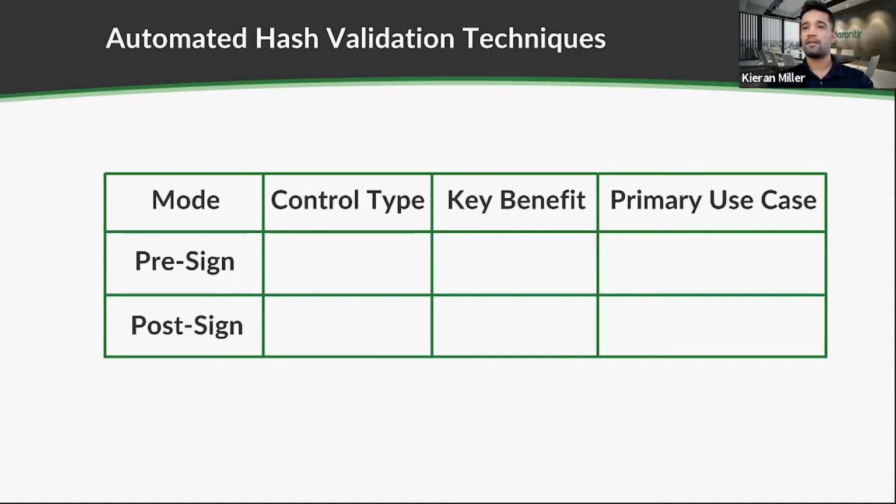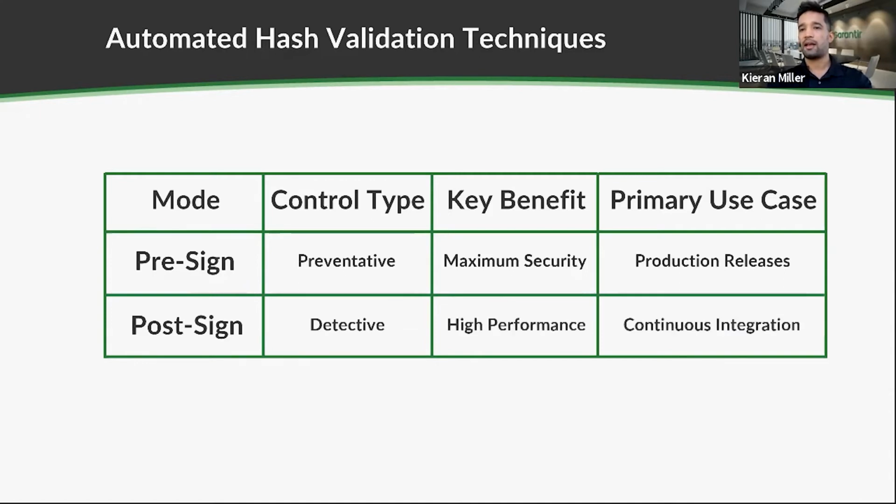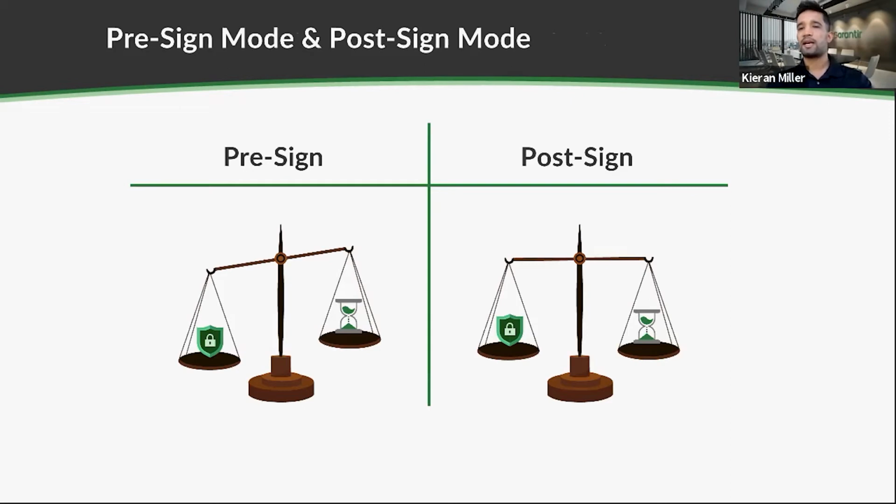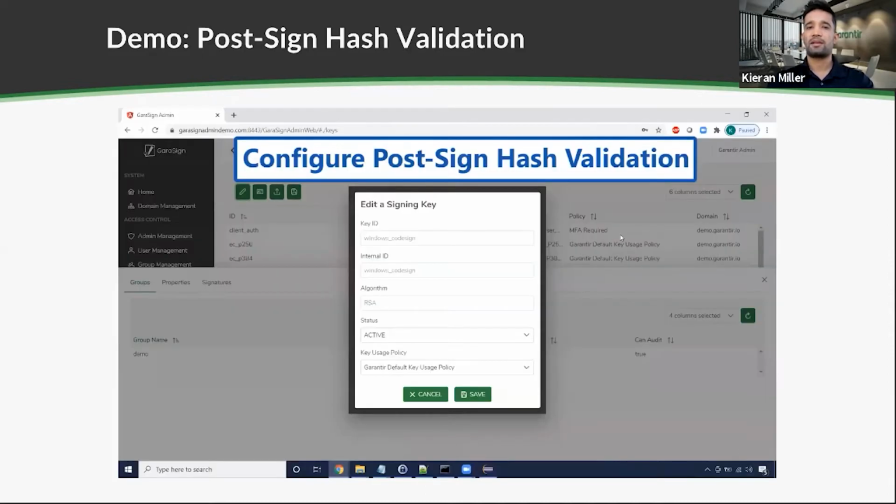In pre-sign mode, the validation occurs before the signature is generated. And in post-sign mode, the validation occurs after the signature is generated. Pre-sign is a preventative control that has a lot of security, so it's great for production releases, things that you do less frequently. Whereas post-sign is a detective control, and it has high performance and is really good for higher-use cases like in your CI environment. So pre-sign is effectively more focused on security, whereas post-sign allows you to balance security and performance pretty well. Let's take a look at what post-sign validation looks like.